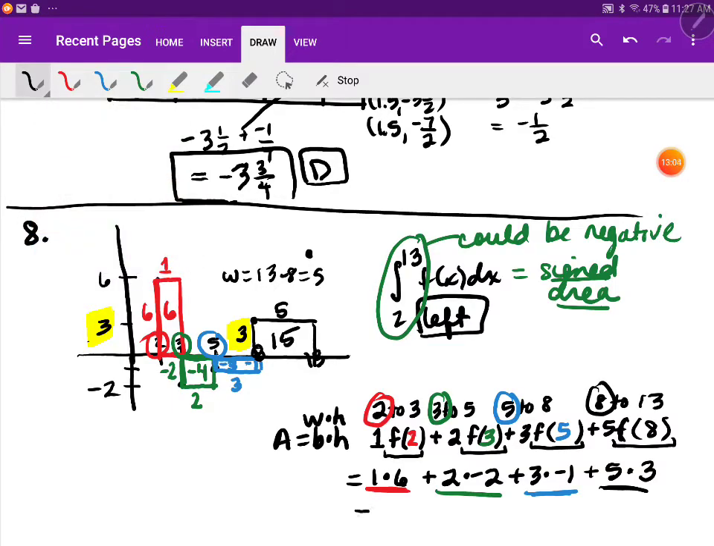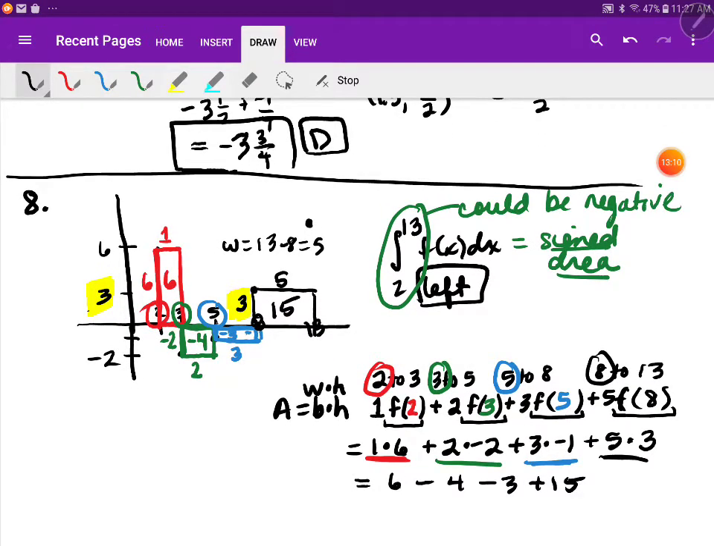Okay, so this would be 6 minus 4 minus 3 plus 15. You do consider the -4 and the -3 as negatives because it's integral, and integral means you do the signed area. So these 3 are -1 plus 15, which is 14. Now this is an approximate area, or the approximate integral. Okay, and then that answer is B.